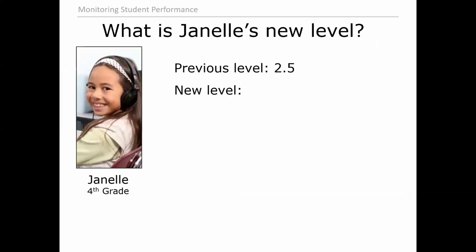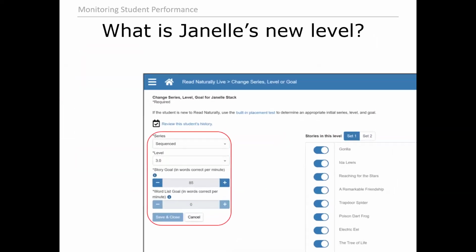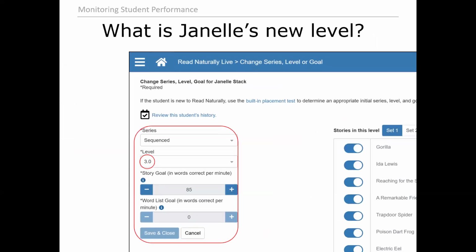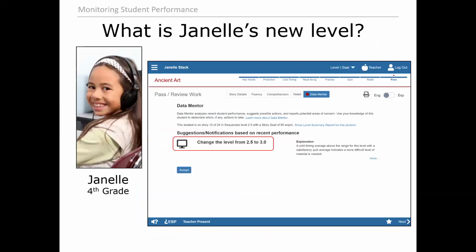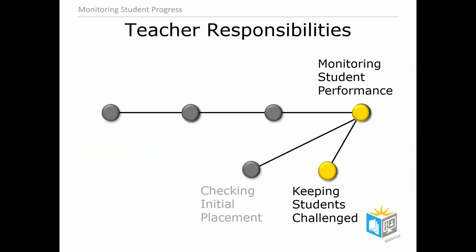Okay. And Data Mentor would tell you to raise Janelle's level also. It will say that the new level should be 3.0. You can manually make the change. And this is available both in the student and staff module, but you can also just click that accept button and change the level from 2.5 to 3.0. Okay. So that sums up keeping students challenged for today.